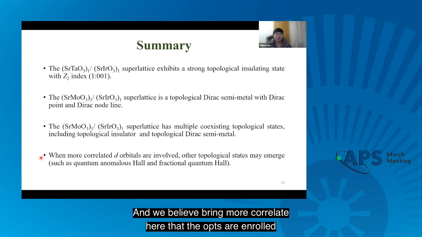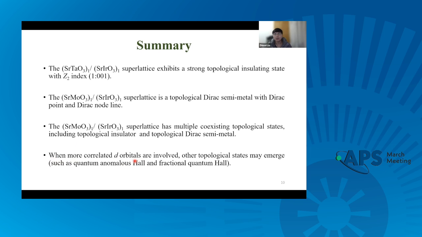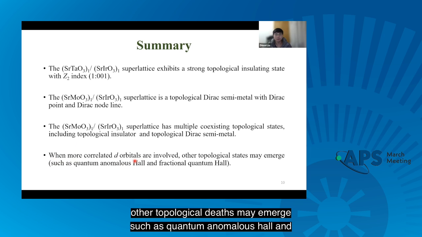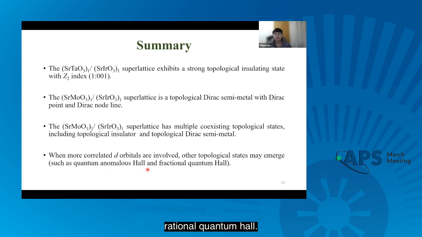And we believe when more correlated d orbitals are involved, other topological states may emerge, such as quantum anomalous Hall and fractional quantum Hall.